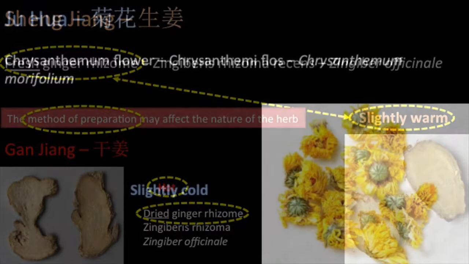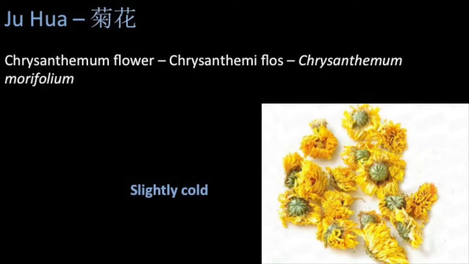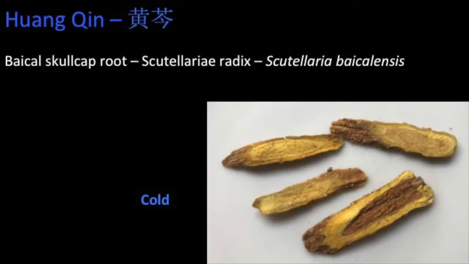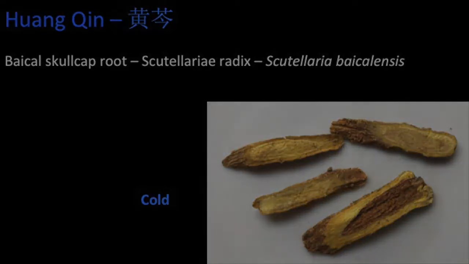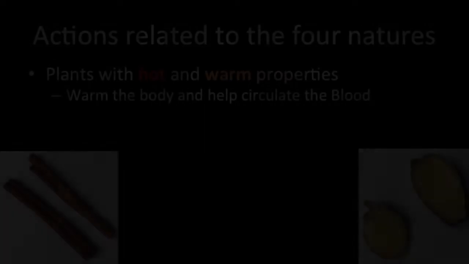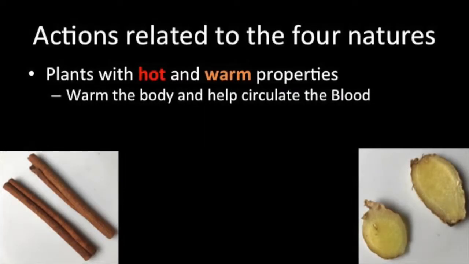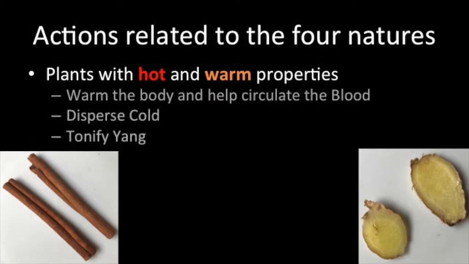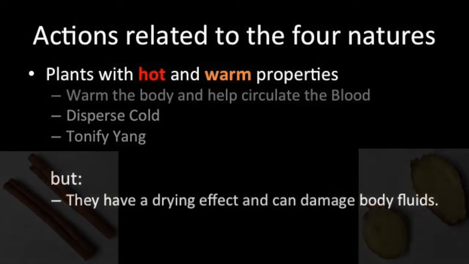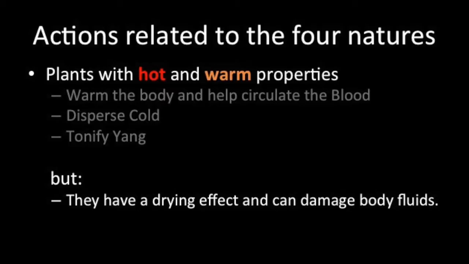Juhua, or chrysanthemum flower, is slightly cold in nature and can be used for fever with headache. Huangqin, or the root of Baikal skullcap, is cold in nature and has been used for certain cases of diarrhea and dysentery. In general, plants with a hot or warm nature warm the body and help to circulate the blood. They disperse cold and tonify the body fire to help the young. On the negative side, they have a drying effect and can damage body fluids if used in the wrong way or in the wrong situations.